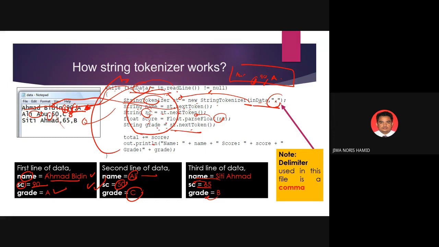So yes, here we can see the delimiter used in this file is a comma. When there is a comma here, every time it meets a comma it will split the data. If sometimes it uses a colon instead, it will look for the colon, then it will split the data into tokens. Clear?